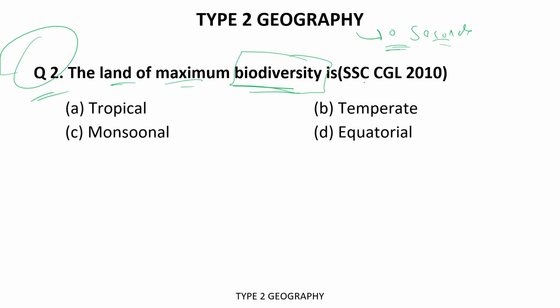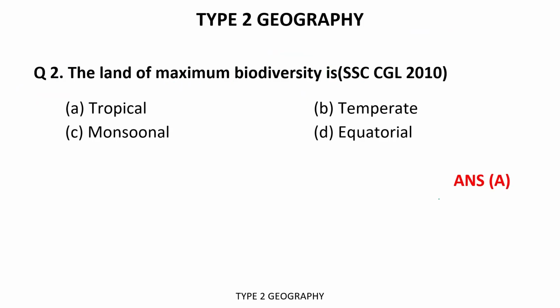Time's up. The correct answer is A. The tropical regions are the area where the maximum biodiversity happens. So what are the tropical regions?